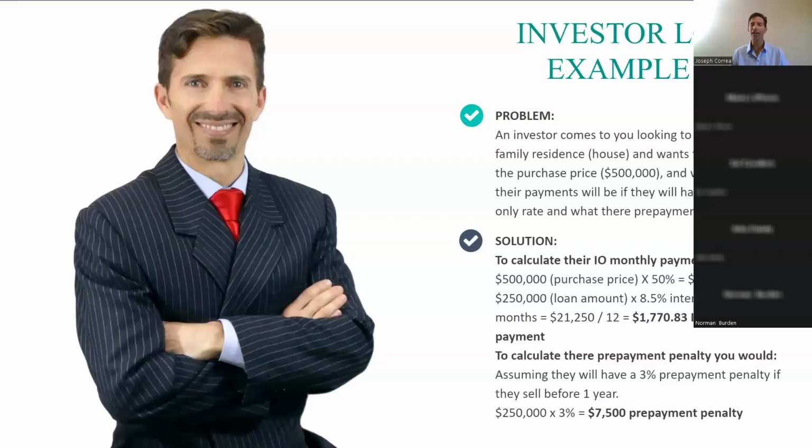So if they ask you what their interest only payment is going to be based off that interest rate, it's very easy on any calculator. You don't even need a mortgage calculator. You just take the loan amount times the interest rate and divide that by 12. And then to calculate the prepayment penalty: normally when somebody buys a home to purchase and live in, they won't have a prepayment penalty. But most investors are going to have a prepayment penalty because they're usually going to resell the property after a year or 2 years or 3 years.